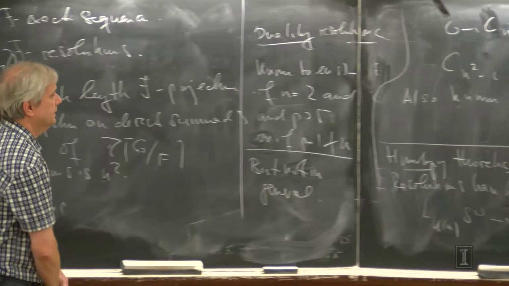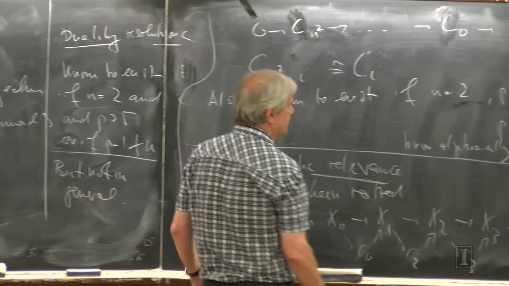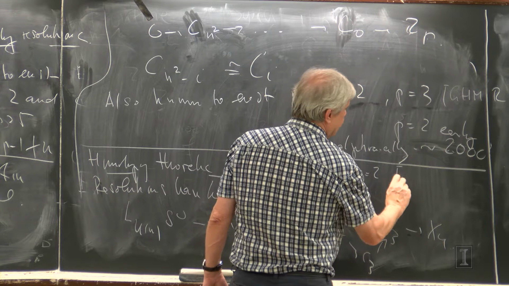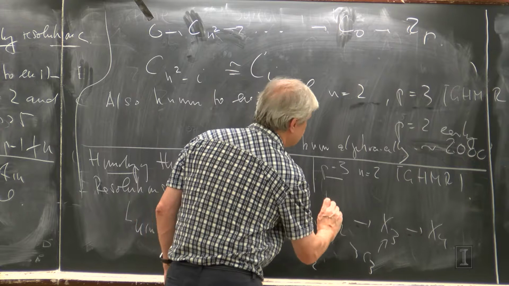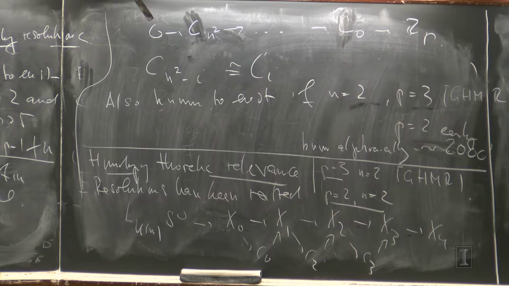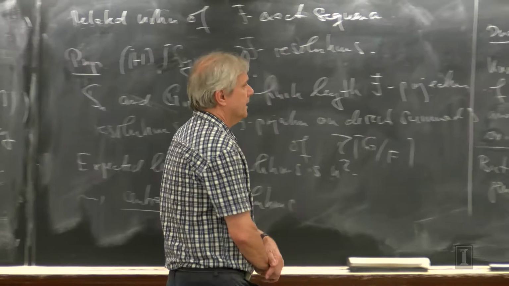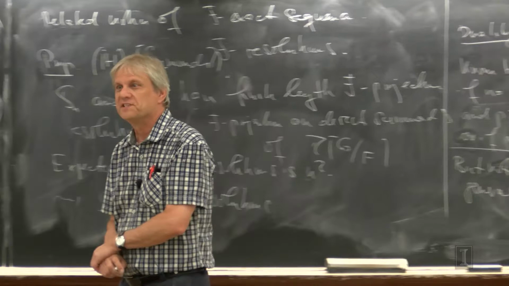And that has been done at p equals 3 and n equals 2, again in this work with Paul, with Mark Mahowald and Charles Rezk. And there we constructed the duality resolution. For p equals 2 and n equals 2, we got stuck at the time. This state of affairs, having been stuck for a long time, has been resolved in the recent thesis, well, they're no longer that recent, but still fairly recent, of Agnes and of Irina.